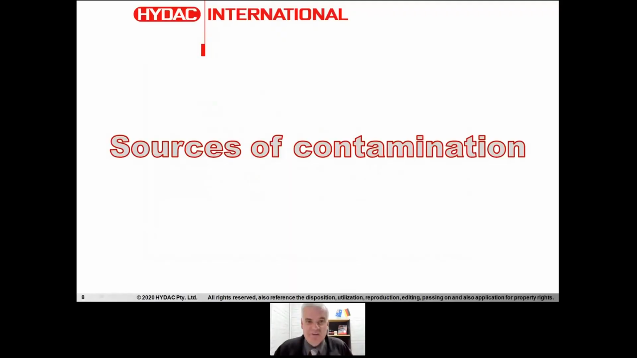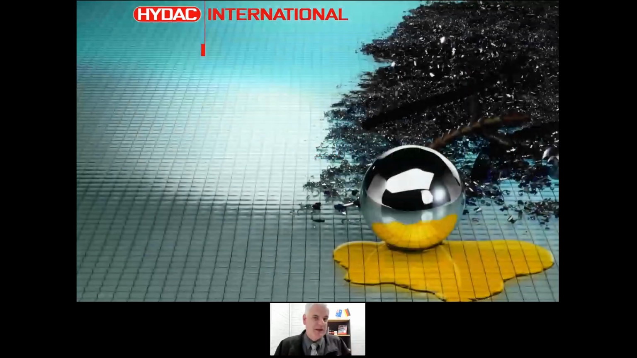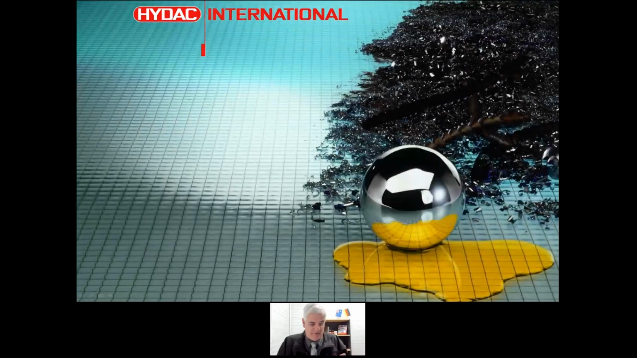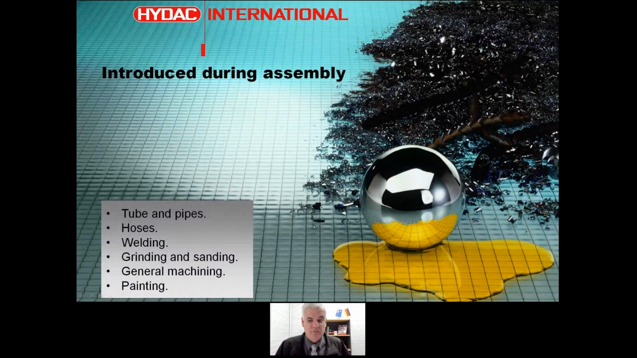All right, sources of contamination. Ultimately, when we're making a system, the system is basically going to be made through industrial processes. And these are all dirty processes. We're going to be machining, generating swarf, we're going to be cutting, grinding, welding, painting, potentially sandblasting. So very dirty processes. And ultimately what we're looking for is a very, very clean component. Okay, so how do we make sure that that clean component is clean? Well, we have to be aware of everything that we do being dirty.